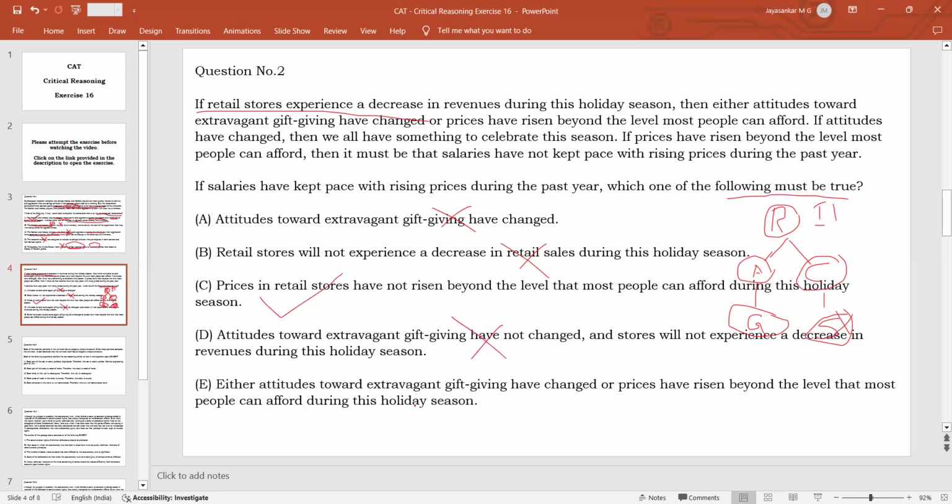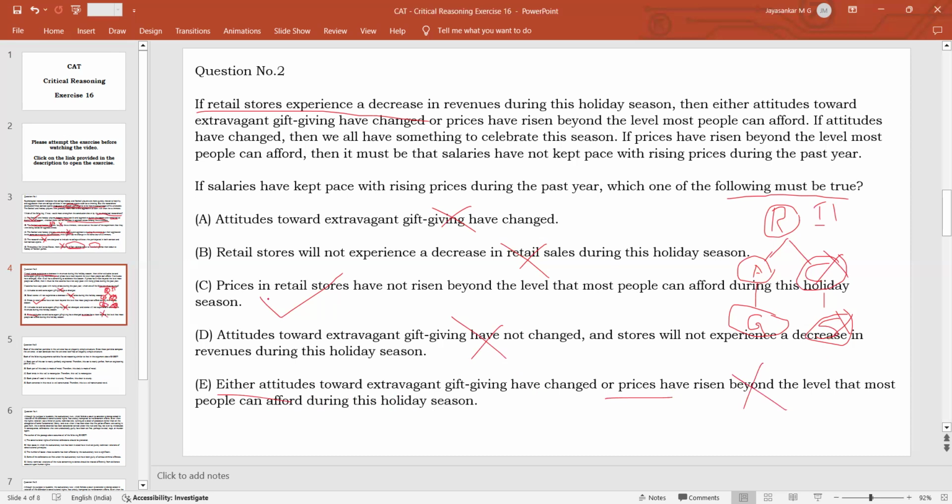Option E, either attitudes towards extravagant gift giving have changed or prices have risen. So either this or this. But we know from this that this is not true, and since this is not true, this also is not true. So you cannot have an either-or condition, because this we know is definitely not true. So this will not be a good statement.